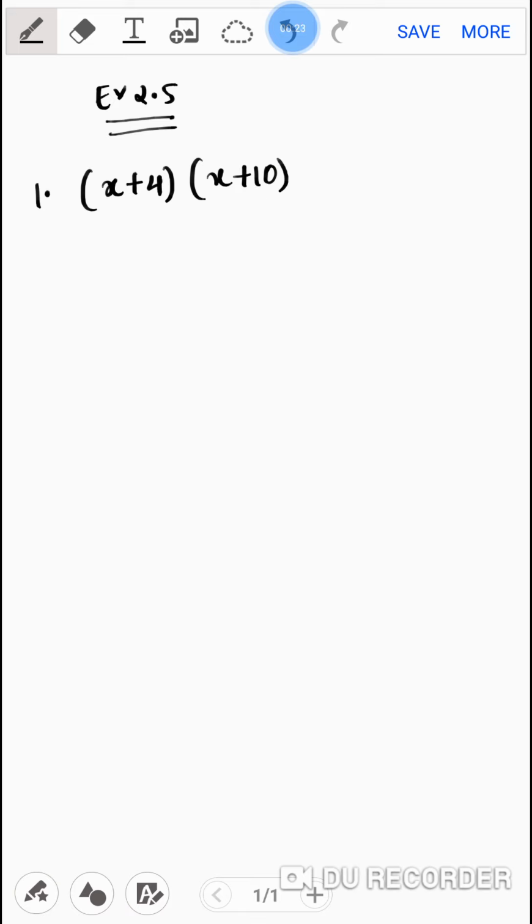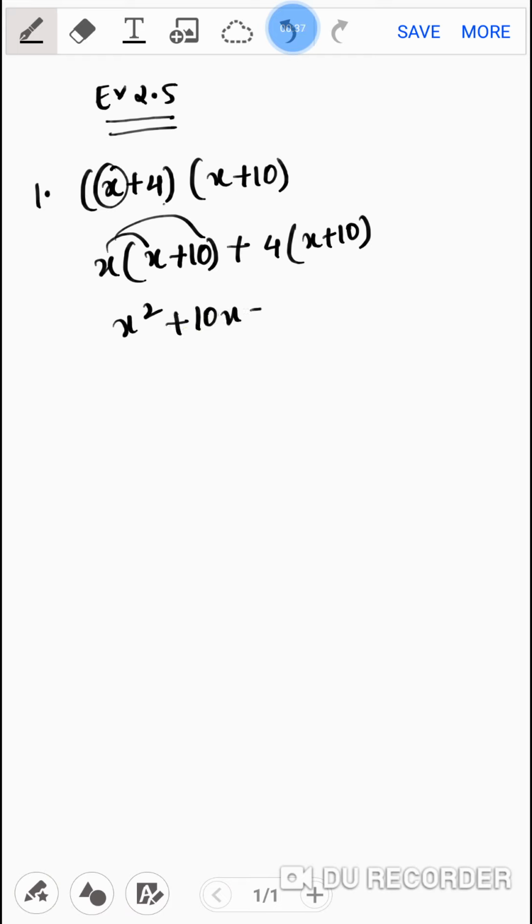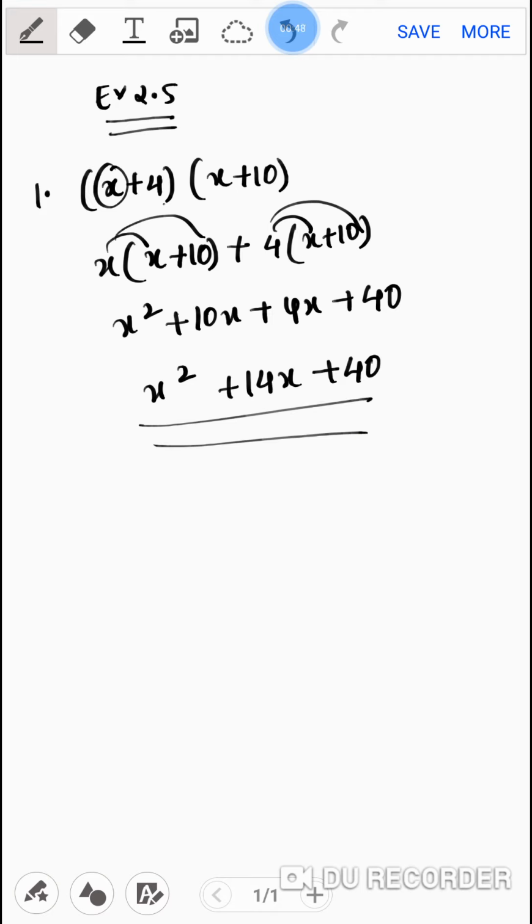Something like this. My dear kids, we usually follow this: you take this and multiply with the entire second bracket, then you take this and multiply with the entire second bracket. Open this, multiply with this, open this, multiply with this. Yes, my dear kids. Now here in your question it is said that you have to use an identity.